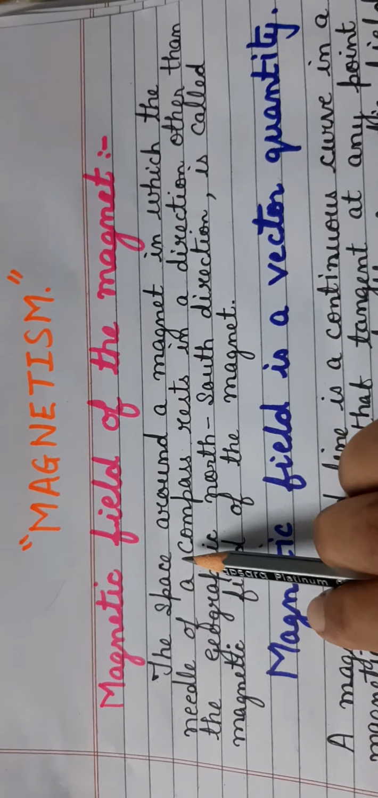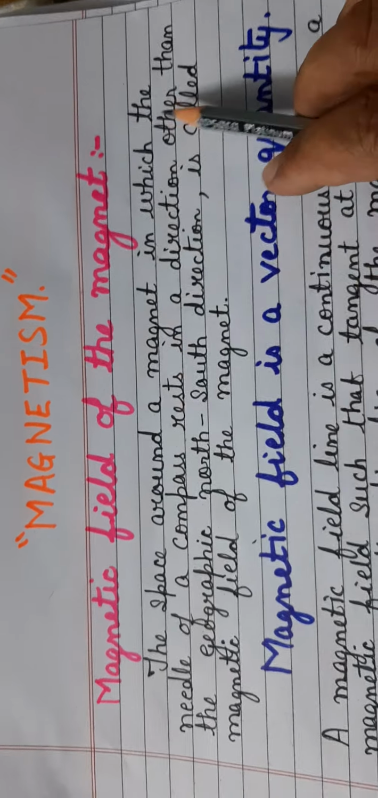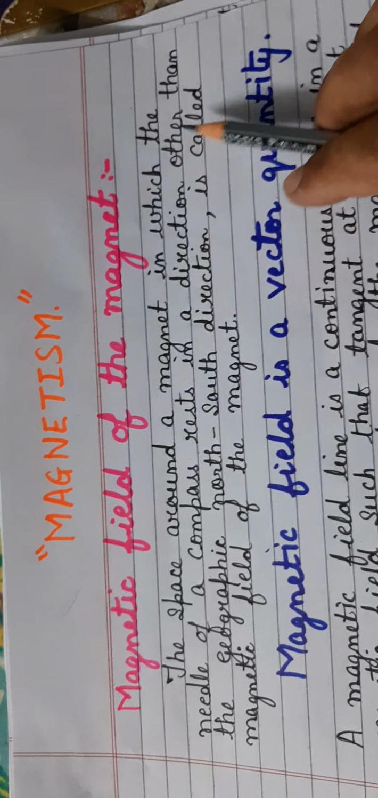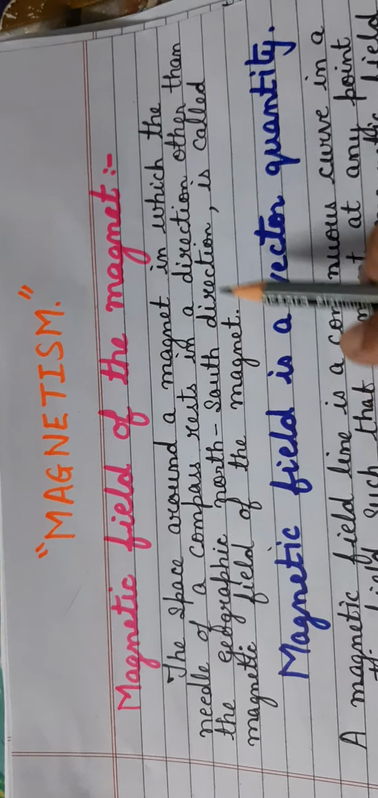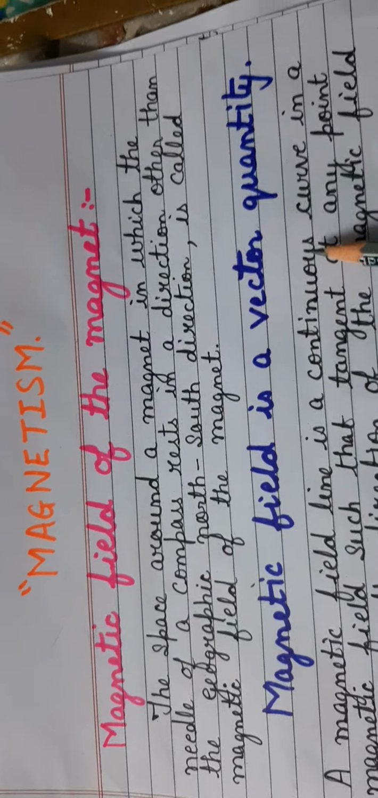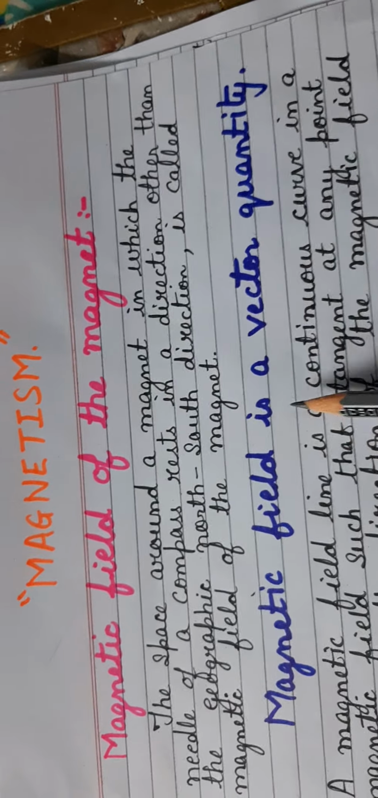It is defined as the space around a magnet in which the needle of a compass rests in a direction other than the geographic north south direction. Okay, and remember, children, that magnetic field is a vector quantity. Now, in order to understand this in a better way, I have a demonstration for you.